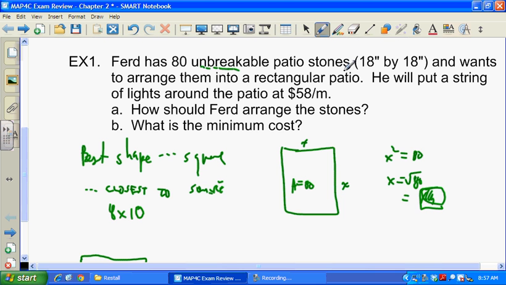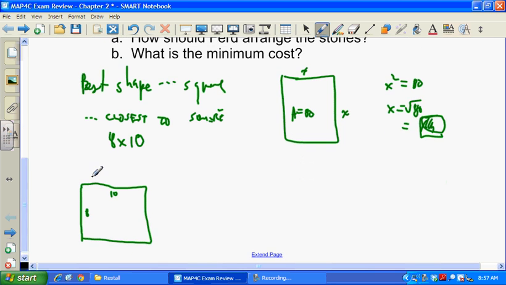But now notice, we have to be careful here, because this is in inches. Right? So how many inches is that? Well, each patio stone is 18 inches. So this is 10 by 18 inches, which is 180 inches. And this is 8 by 18, which is 144 inches.